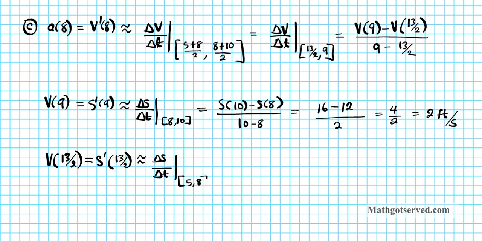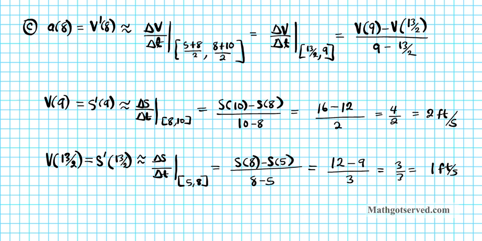Okay, so using the formula we went over upstairs, we're going to be computing s of 8 minus s of 5 divided by 8 minus 5. So this is going to become s of 8, which is 12, minus s of 5, which is 9, divided by 8 minus 5, which is 3. Okay, let's work this out. 12 minus 9 is 3. 3 over 3 is 1. So 1 foot per second.